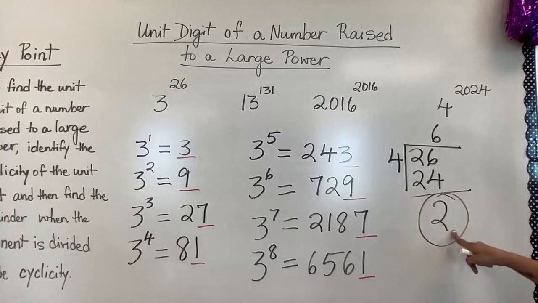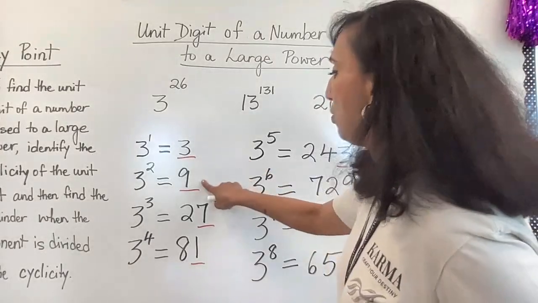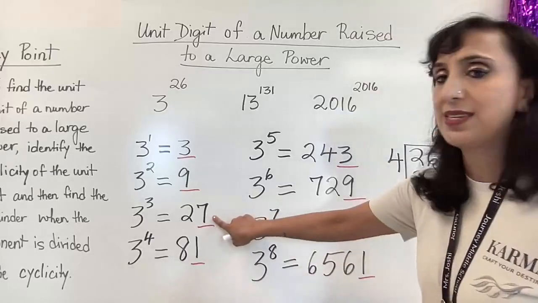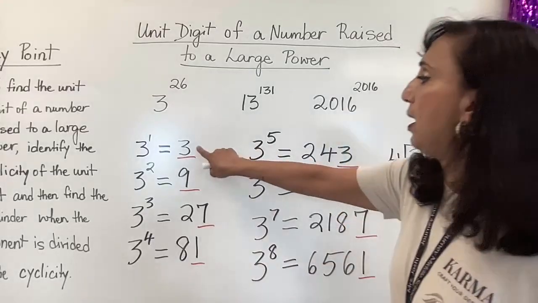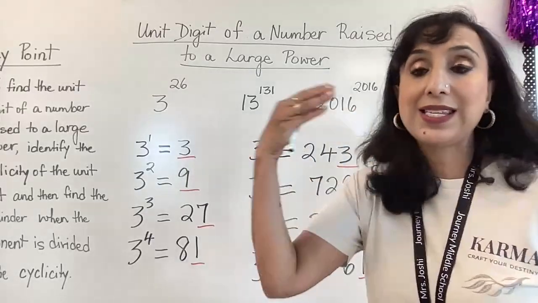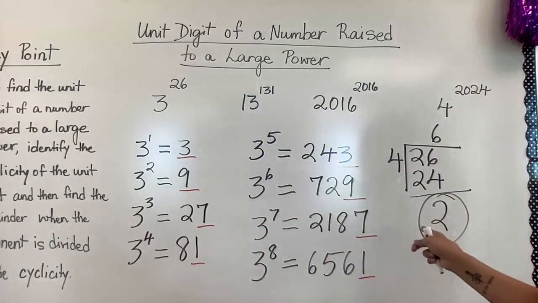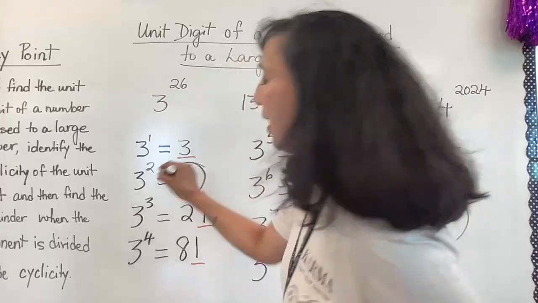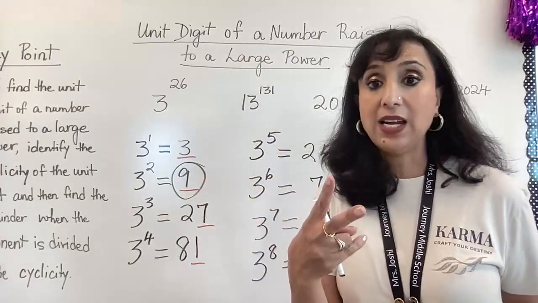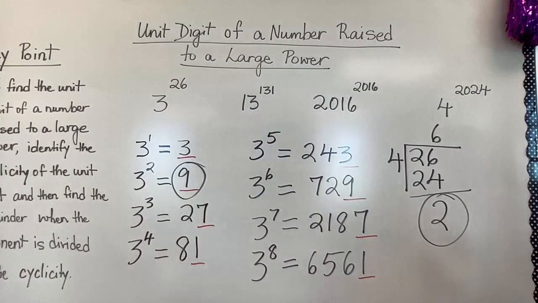So this is what I'm looking at. Since it's 2, I look at the second number. If the remainder was 3, I would look at 7. If the remainder was 4, I would look at this. If the remainder was 1, I would look at this. So in that cycle of 4, my remainder is 2. So guess what? My units digit is going to be 9, because that's the second number in the pattern, since the remainder is 2. So this is for 3 to the 26th power.